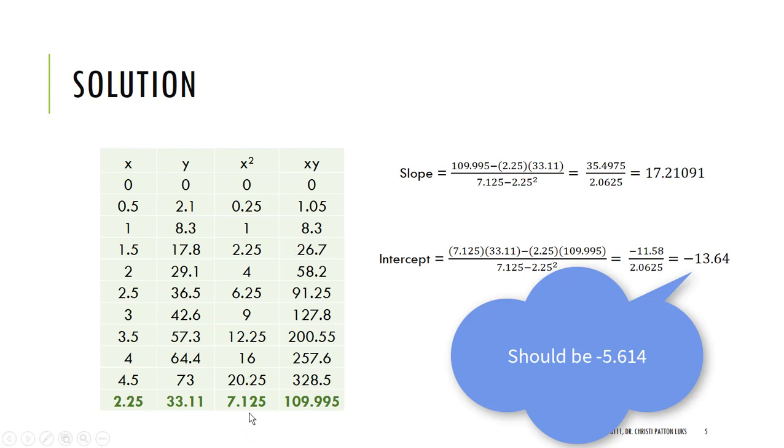This time it is the sum of my x squareds times the sum of my y's. I'm going to subtract from that the sum of my x's times the sum of my xy's and divide by the same denominator as before, and we get an intercept of negative 13.64. So this concludes this example.